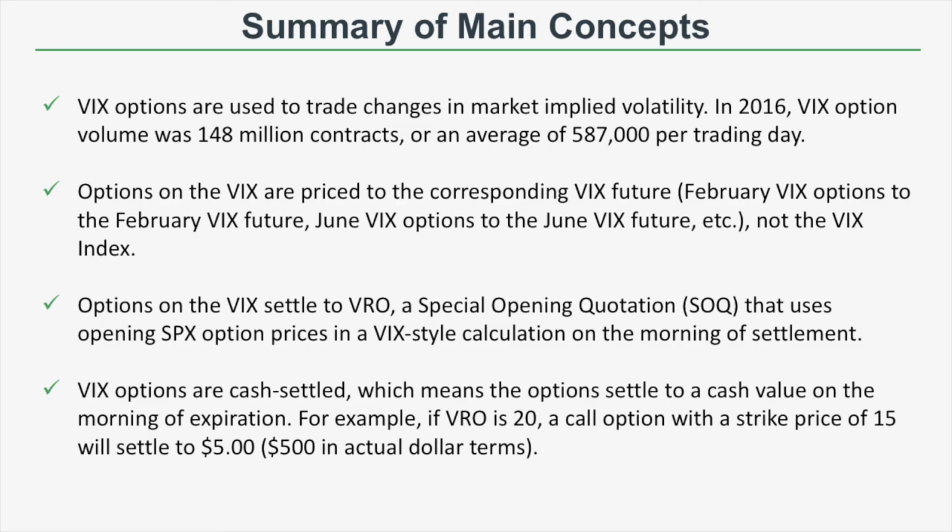Options on the VIX settle to VRO, and VRO is a special opening quotation that uses opening SPX option prices in a VIX-style calculation on the morning of settlement. So know that the opening value of the VIX Index on the morning of settlement is likely going to differ from the VRO calculation on the morning of settlement. And lastly, VIX options are cash settled, which means the options settle to a cash value on the morning of expiration. For example, if VRO is 20, a call option with a strike price of 15 will settle to $5, or $500 in actual dollar terms.